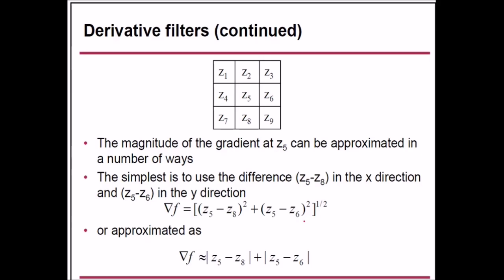For the derivative filters, z1 to z9 are the actual pixels. The magnitude of the gradient at z5 can be approximated in a number of ways. The simplest way is to use the difference z5 minus z8 in the x direction, and z5 minus z6 in the y direction, because in an image this is the y direction and this is the x direction. Just compute them, square, add, and take the square root. This can be approximated as the modulus of z5 minus z8 plus the modulus of z5 minus z6.